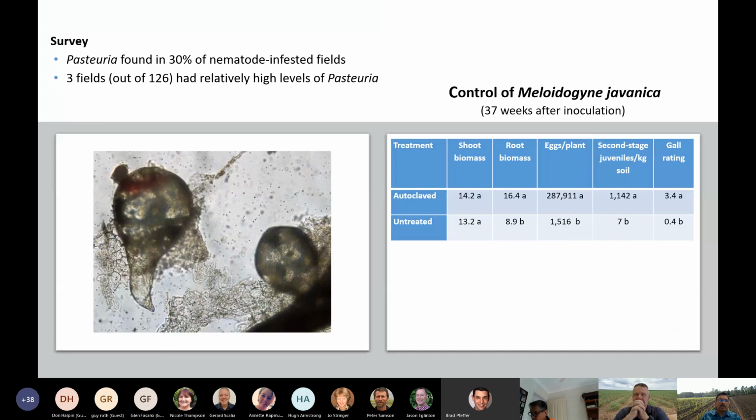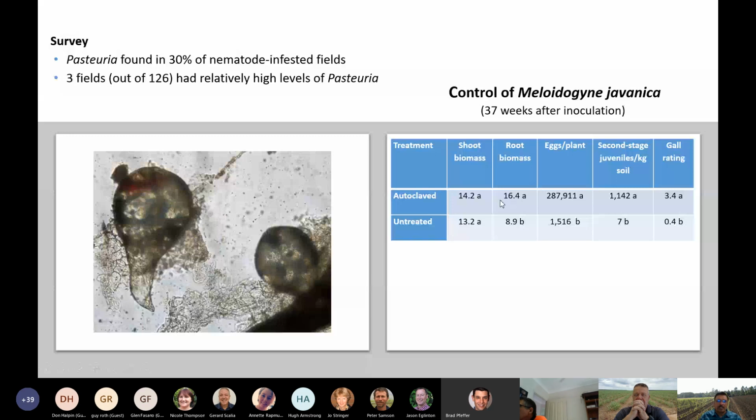We found that about 30% of the fields are infested with Pasteurella, but saying that, only 3 fields out of the 126 surveyed have a relatively high level of Pasteurella, which can actually control the nematode. The other fields had very scattered or not that many.